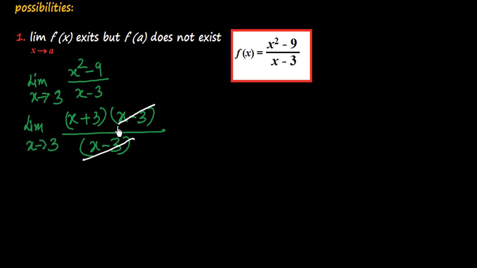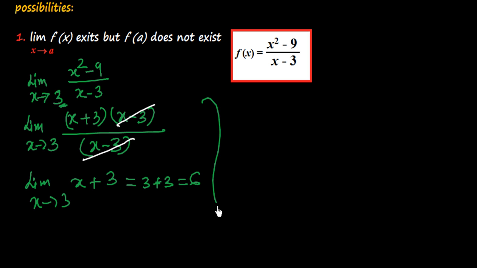the x minus 3 and x minus 3 will divide each other. So now we see limit x tends to 3, here x plus 3. Now if we put the value of the limit, whatever is 3, we put here 3, so we get 3 plus 3, which is equal to 6. So the limit of this function is 6.